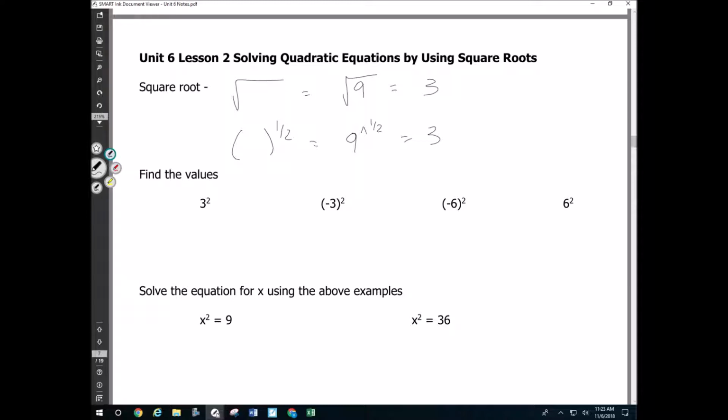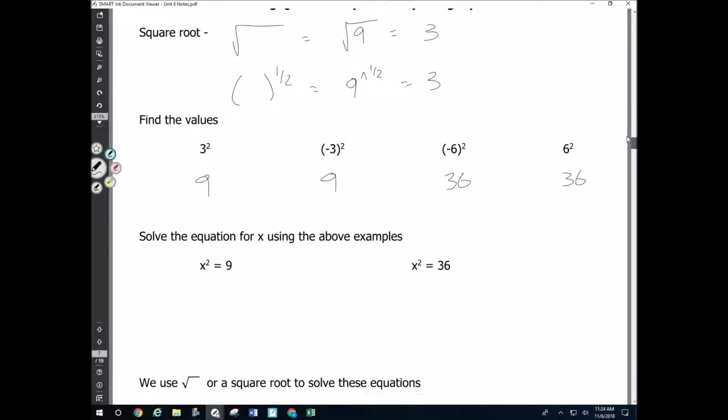Okay, pretty cool. All right, and we know, however, that if you take a positive number and square it, you get a positive number. If you take a negative number, square it, you get a positive number. Negative 6 squared, 36. Same as 6 squared.